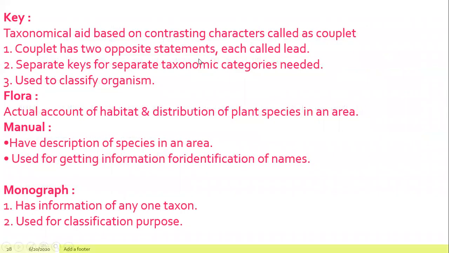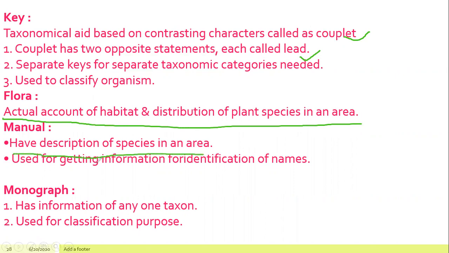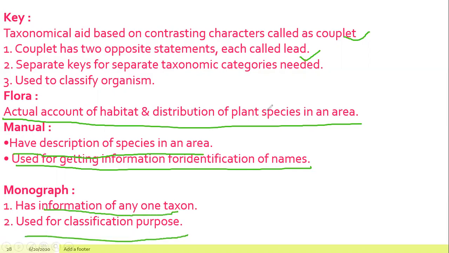So, the notes. Key is a taxonomical aid based on contrasting characters called a couplet. A couplet has two opposite statements on its lead. Separate keys for each taxonomic category are required, used to classify organisms. Flora: actual account of habitat and distribution of plant species in a given area. Manual: has description of species in an area, used for getting information for identification. Monograph: has information on any one taxon, used for classification purposes.